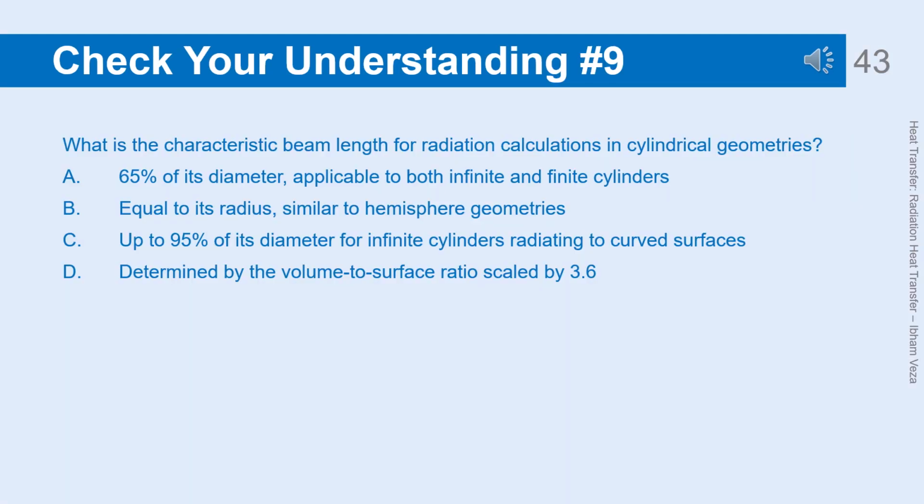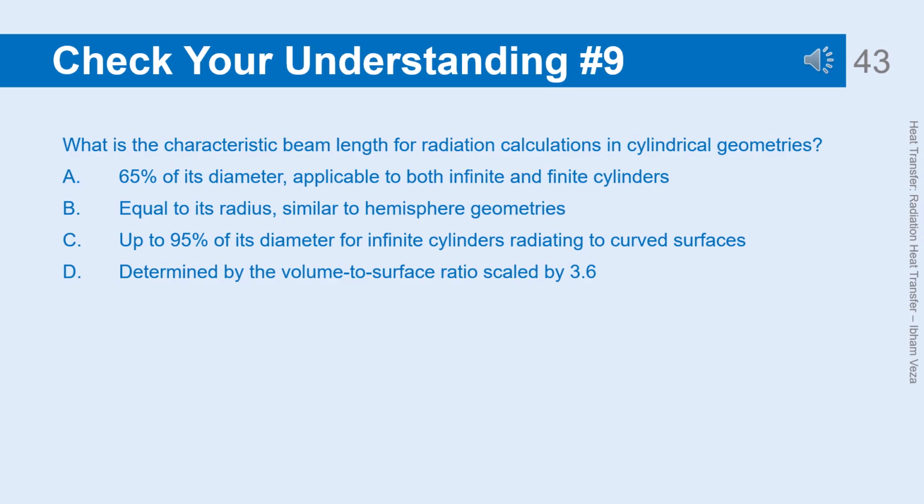Correct answer, C. Up to 95% of its diameter for infinite cylinders radiating to curved surfaces. Explanation of incorrect options. A. 65% of its diameter, applicable to both infinite and finite cylinders. This is incorrect because the 65% rule applies to spheres, not cylinders. Infinite cylinders radiate up to 95% of their diameter.